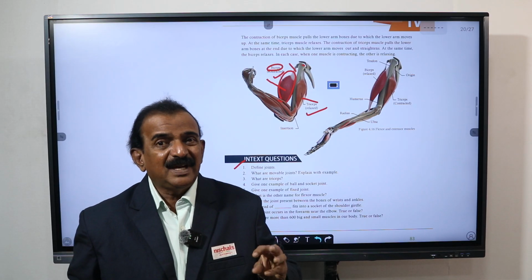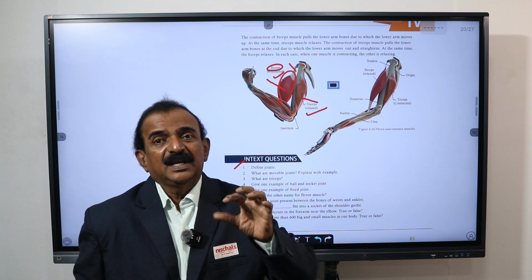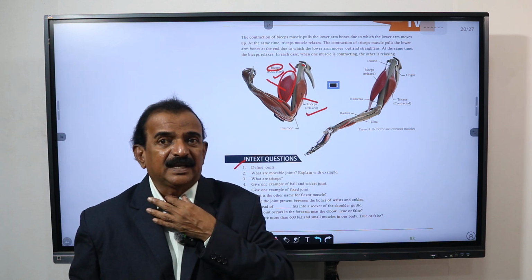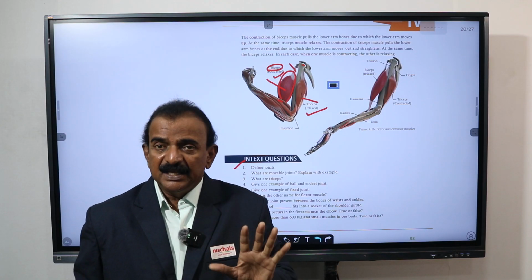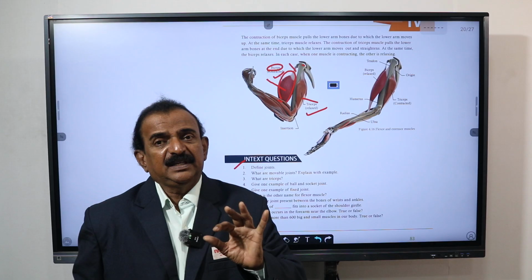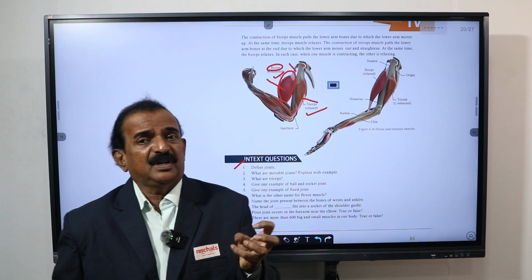The third type of joint is the pivotal joint. Here we see the head is fixed on the neck at the vertebral joint, that is a pivotal joint. And these joints are movable joints. Another type of joint we can see in our body is the fixed joint. Fixed joints are present in the skull.